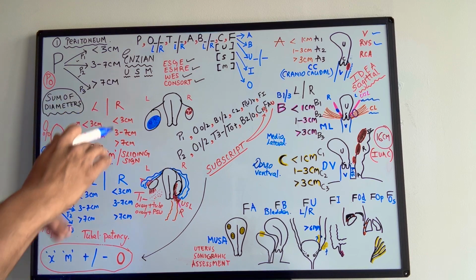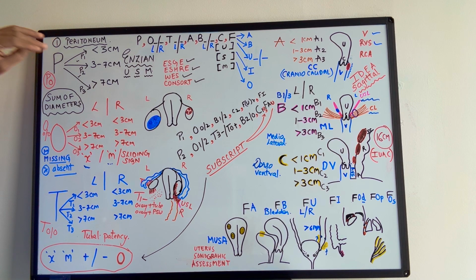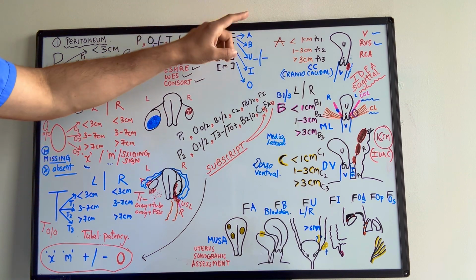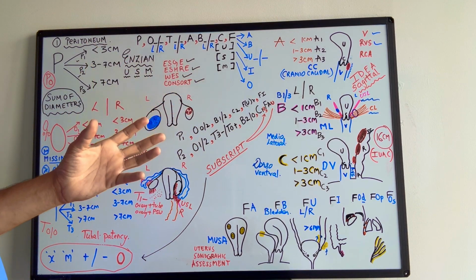So now let's go back to everything. So P stands for peritoneum, O stands for ovary, T stands for tube, divided into 3: P1, P2, P3, O1, O2, O3, T1, T2, T3, less than 3, 3 to 7, and more than 7 centimeters. O and T will have left and right. A, B, and C are the ones which involve the retroperitoneal structures.